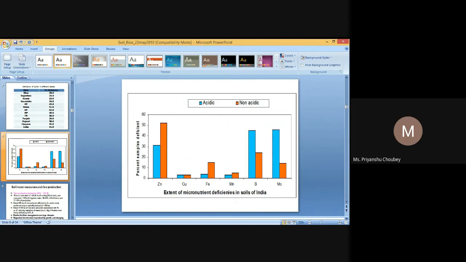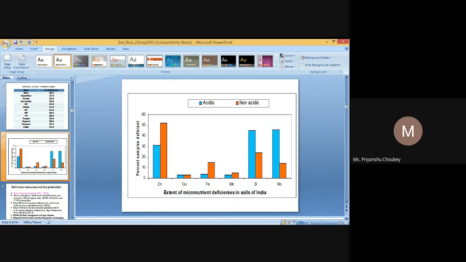For nitrogen availability in soil, the optimum pH is 6 to 8. For phosphorus availability, the optimum pH range is 6.5 to 7.5. For potassium availability, the pH is 6 to 7.5. For sulfur availability, the optimum pH range is 6 and above.